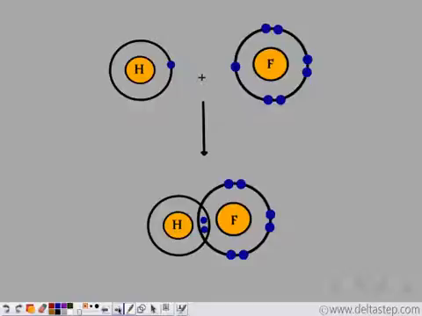Both of them need 1 electron each. So they share 1 electron. By doing this, hydrogen has a duplet structure and fluorine has an octet structure. Now what do you think? They are sharing 2 electrons. Are these 2 electrons being equally shared by the 2 atoms? Let's see.